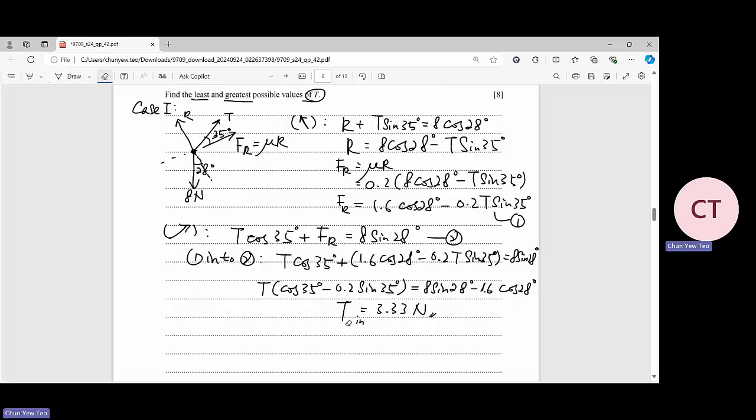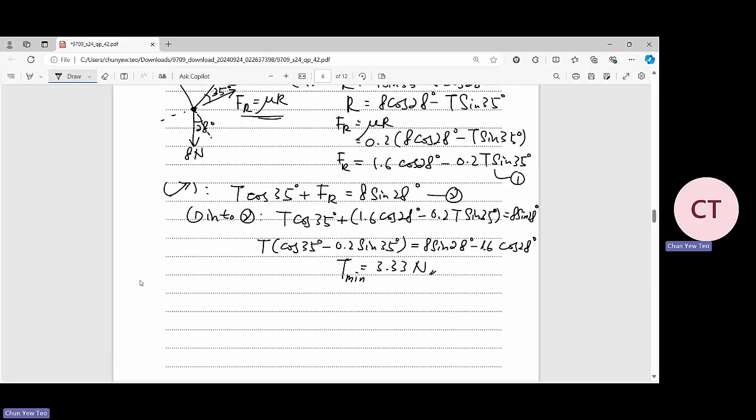How do we know it's the least value of T? The least value of T means the T value is quite weak. Why weak? Because the T actually needs the help of the frictional force to support the particle. So therefore, the force of the T is weak, and we call this one the least value of T. Then case number two.